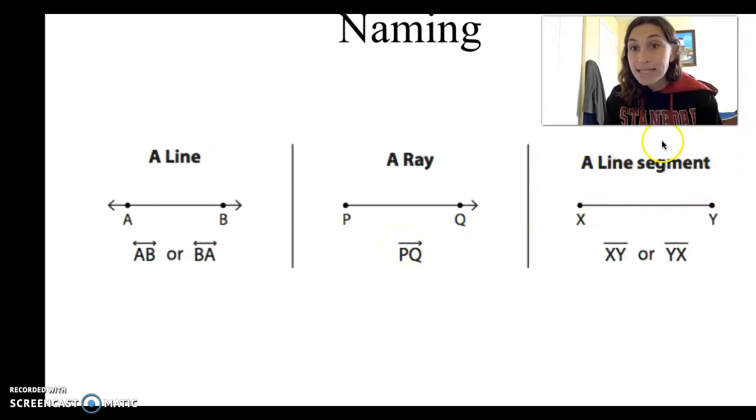I know this is a segment because there are no arrows at the end of this line. So I'm going to use the 2 points here, the 2 endpoints, to describe the segment, which is XY, or I could say YX. On top of it, I just put a segment or a line with no arrows. That's how I know to differentiate between these two.